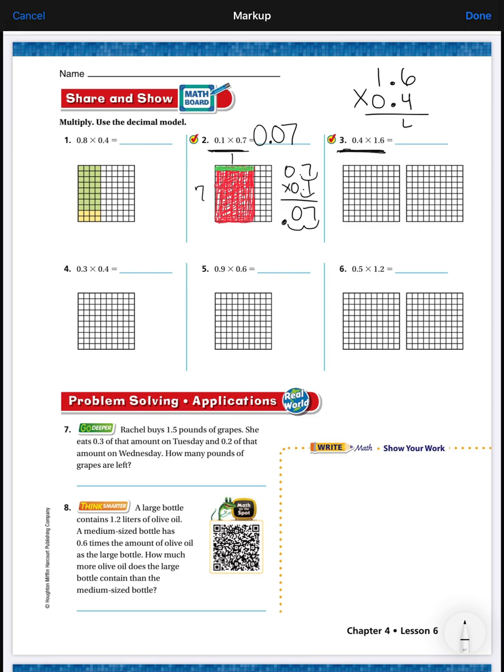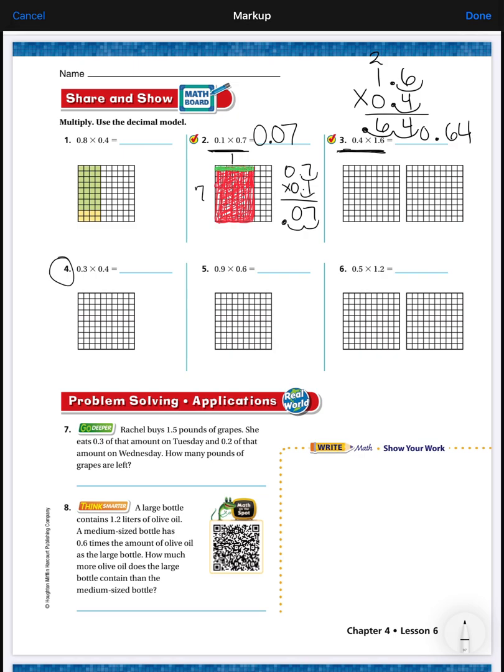Then we're going to do the math. 4 times 6 is 24, carry the 2. 4 times 1 is 4, plus 2 more is 6. We move our decimal point 1, 2, 1, 2. Answer 0.64. Put a 0 in the front as a placeholder for that problem. Okay. You can use the diagram, which is the picture, or the standard algorithm, does not matter to me.